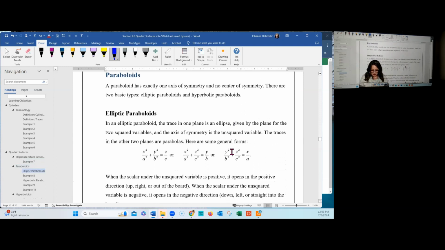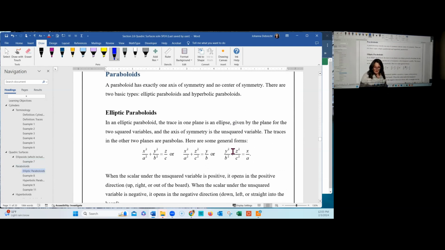Let's talk about paraboloids. A paraboloid is based on a parabola, as you might expect. It has one axis of symmetry, but it has no center. An ellipsoid truly does have a center, right? It's got a center of that elliptical three-dimensional space. So it's got a center, but a paraboloid doesn't have a center. It does have an axis of symmetry, but not a center of symmetry.